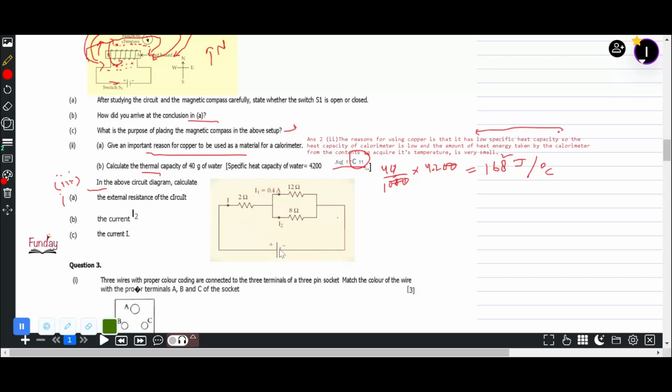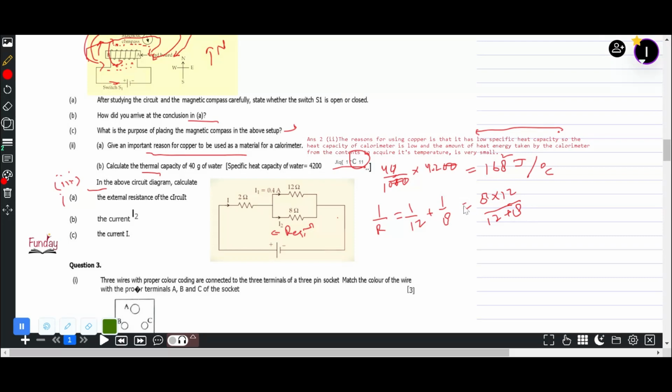Now if you see in this circuit, we have a battery, we have a 2 ohm resistor which is in series to a parallel combination of 12 and 8. So first we will find R equivalent of these two parallels. 1 by R is equal to 1 by 12 plus 1 by 8. That is equal to 8 into 12 by 12 plus 8.